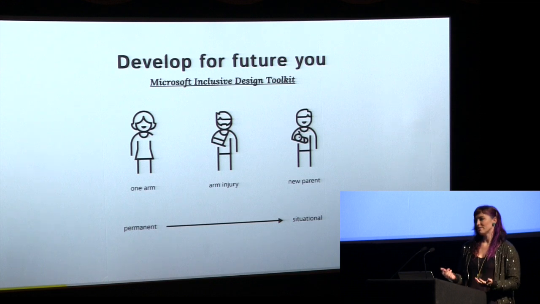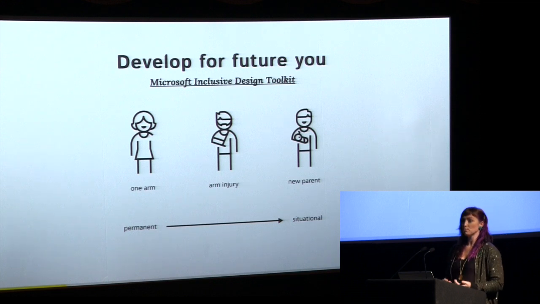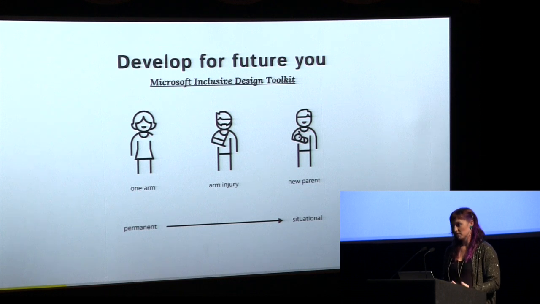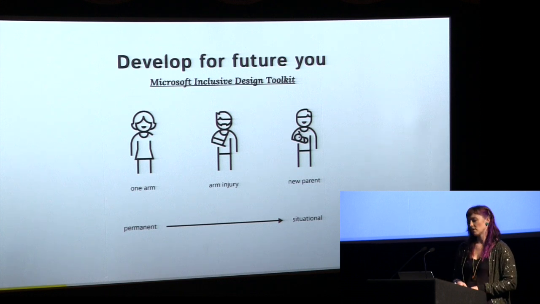You could also be a little selfish about it and design or develop for future you, because maybe you'll end up with a disability or someone in your family will end up with a disability. There's a great thing out from Microsoft called the Inclusive Design Toolkit, and it has all of these personas and ways that you can describe accessibility.